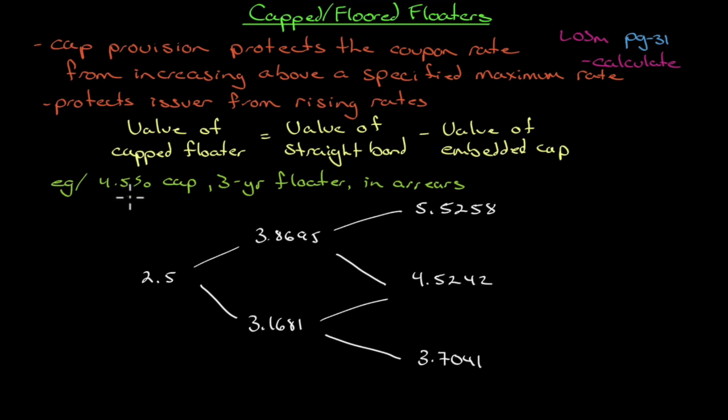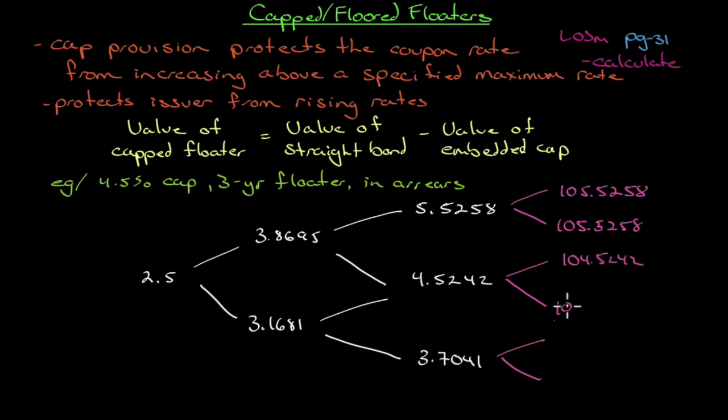So let's have an example here: a 4.5% cap, a 3-year floater in arrears. This is the regular tree that we've been working with. For our payoffs at the end, it's going to be slightly different. We're not going to have a lattice effect here. We're going to have something like this. On this arm, since this is the rate here, the coupon here would be 105.5258, and same with here, 105.5258. Here we would have 104.5242 and 104.5242. And down here we have 103.7041.